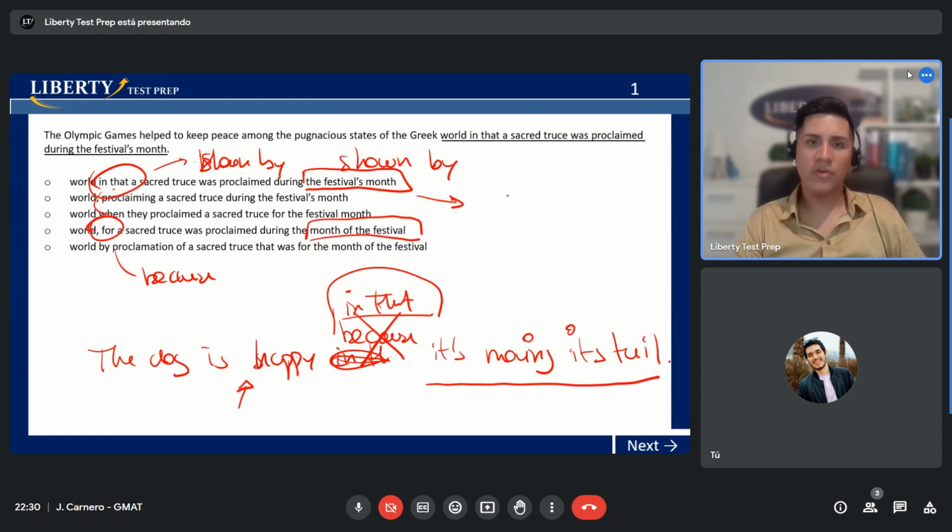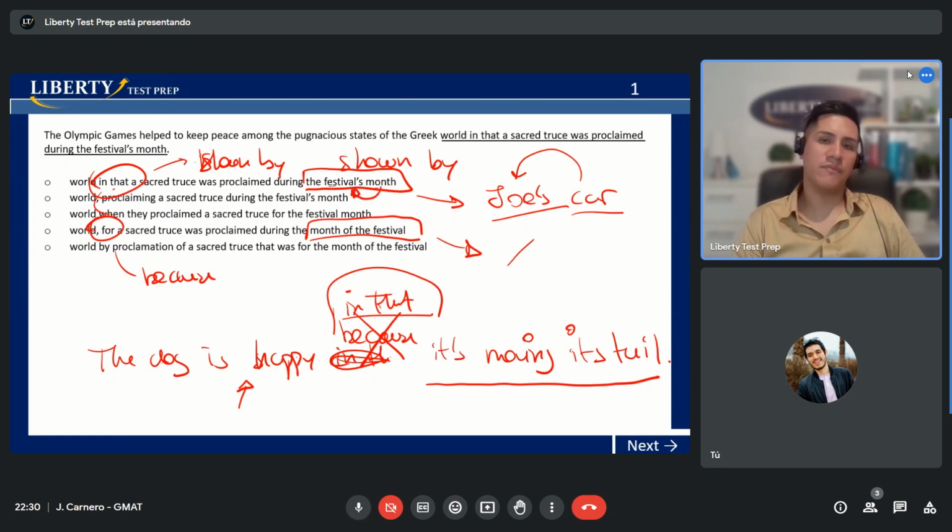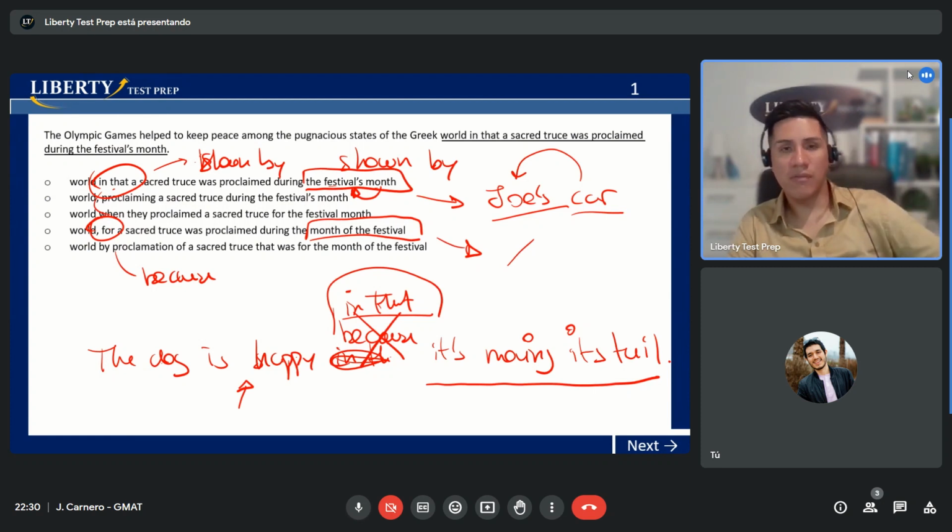The festival's month would be wrong because when you have, for example, Joe's car, apostrophe, possessive, that car belongs to Joe. It's a belonging. You see? If you have the month of the festival, that's fine. But the festival's month is wrong because the month does not belong to the festival. So that would be incorrect. For example, we say the month of May, right? We wouldn't say May's month. The month doesn't belong to May.